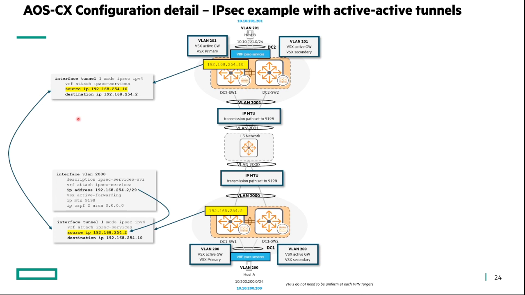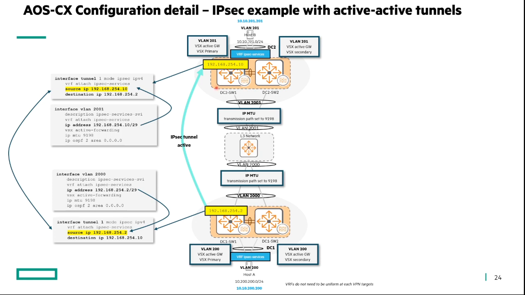Likewise at DC2 switch 1, interface tunnel 1, source IP 192.168.254.10, which is the destination IP here, is derived from its northbound VLAN 2001 connecting to effectively the Layer 3 transmission network using active forwarding, as you can see here. So that is the source IP address of DC2 switch 1, and that of course makes our source and destination endpoints for our tunnels in our local configurations on the appropriate switches. All well and good so far.